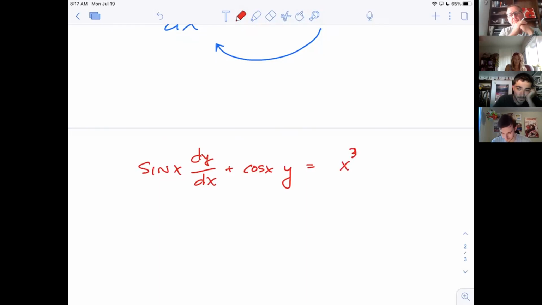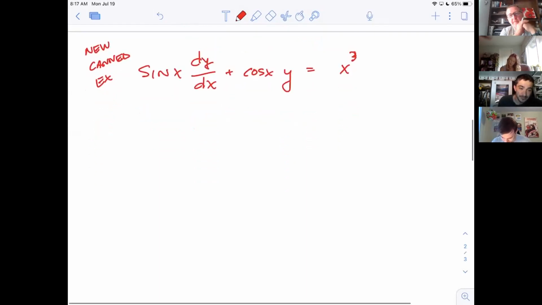Is that equation in the red also with the equation in the blue above it? Nothing to do with it. Brand new, okay, example. New canned example. Would you agree this statement right here is exactly the same as the previous one?